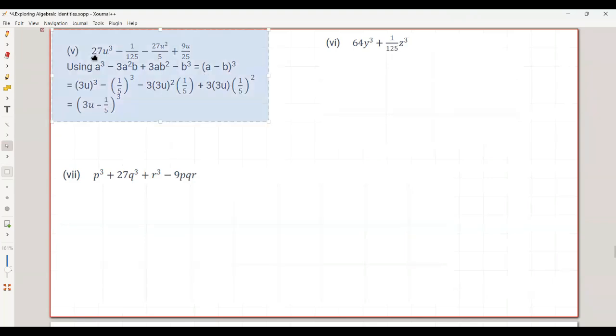So a we will get from this, and b we will get from this. A means 3u the whole cube minus b value 1 by 5 the whole cube. So a is equal to 3u, b is equal to 1 by 5. That is the answer.